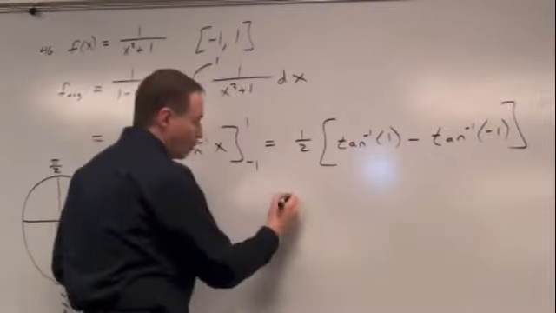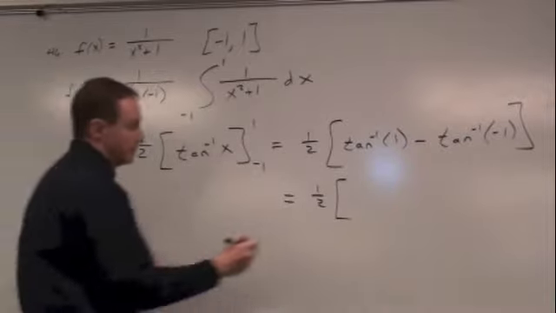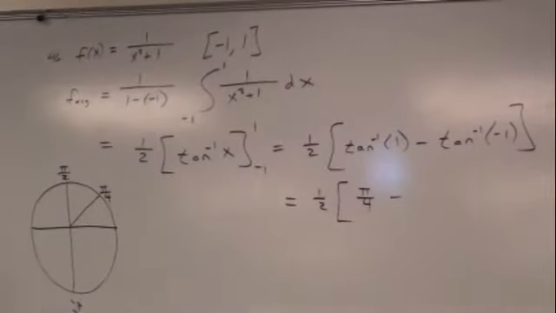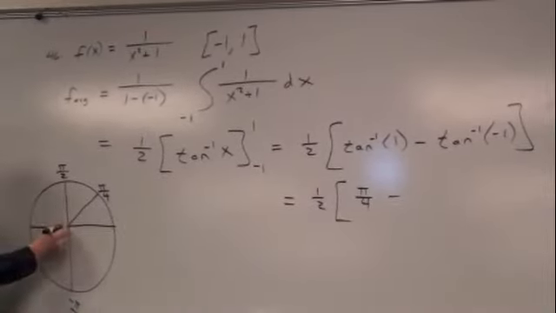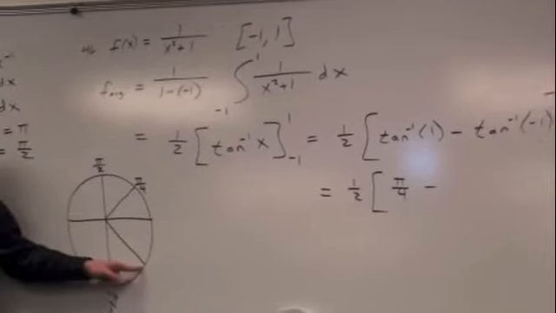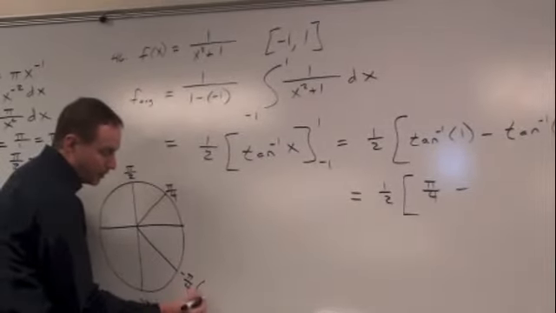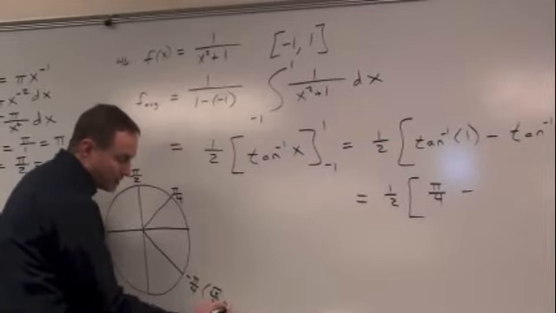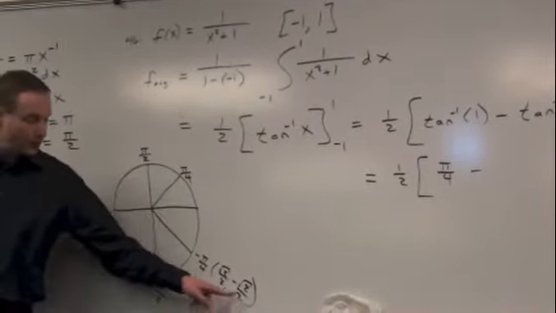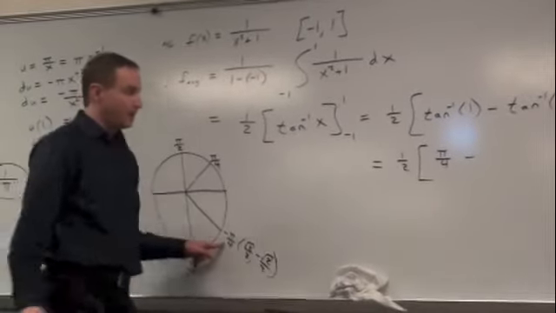So I'll get 1/2 times the inverse tangent of 1, pi over 4, minus the inverse tangent of negative 1. So you ask yourself, when is the tangent function negative 1 between negative pi over 2 and pi over 2? That's at an angle of negative pi over 4. At negative pi over 4, our cosine is square root of 2 over 2 and our sine is negative square root of 2 over 2. Thus, the tangent of negative pi over 4 is negative 1, so the inverse tangent of negative 1 is negative pi over 4.